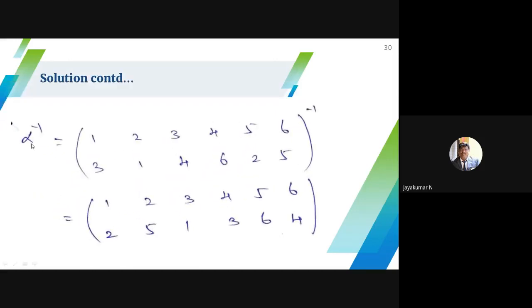What do you mean by alpha inverse? Here, always write the first row in ascending order: 1, 2, 3, 4, 5, 6. So I have to find alpha inverse. So I write alpha, and here I put -1. Inverse means you always write 1, 2, 3, 4, 5, 6. Inverse means you have to search for the image of each element from bottom to top. So the image of 1 is 2.